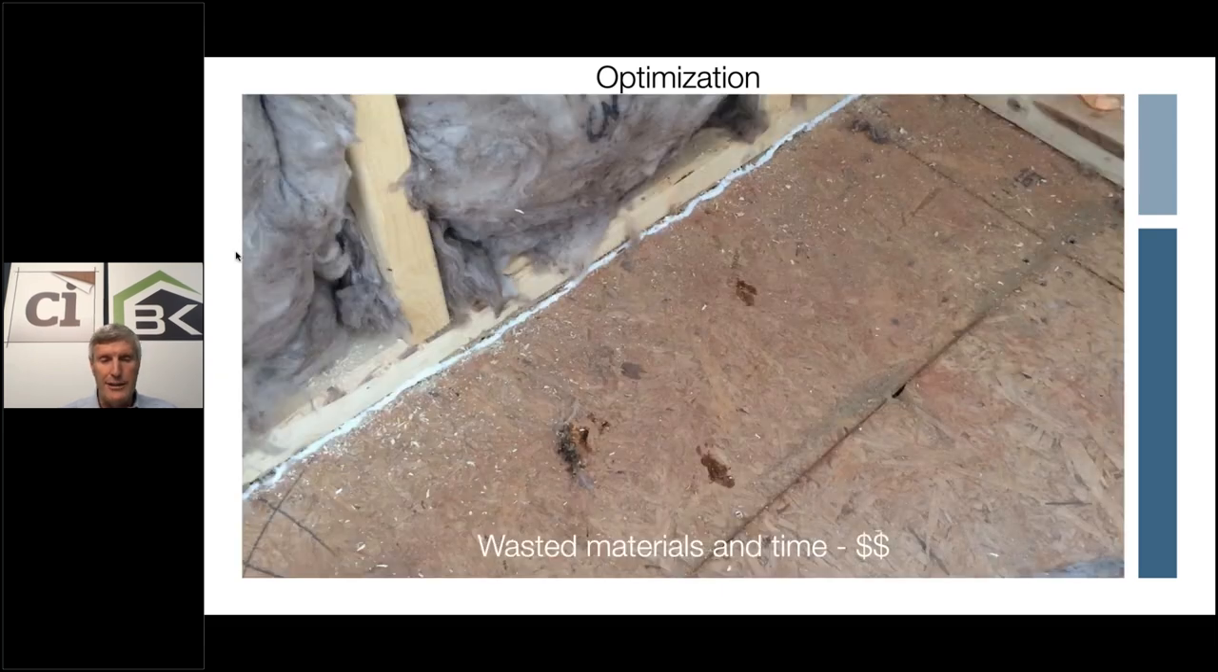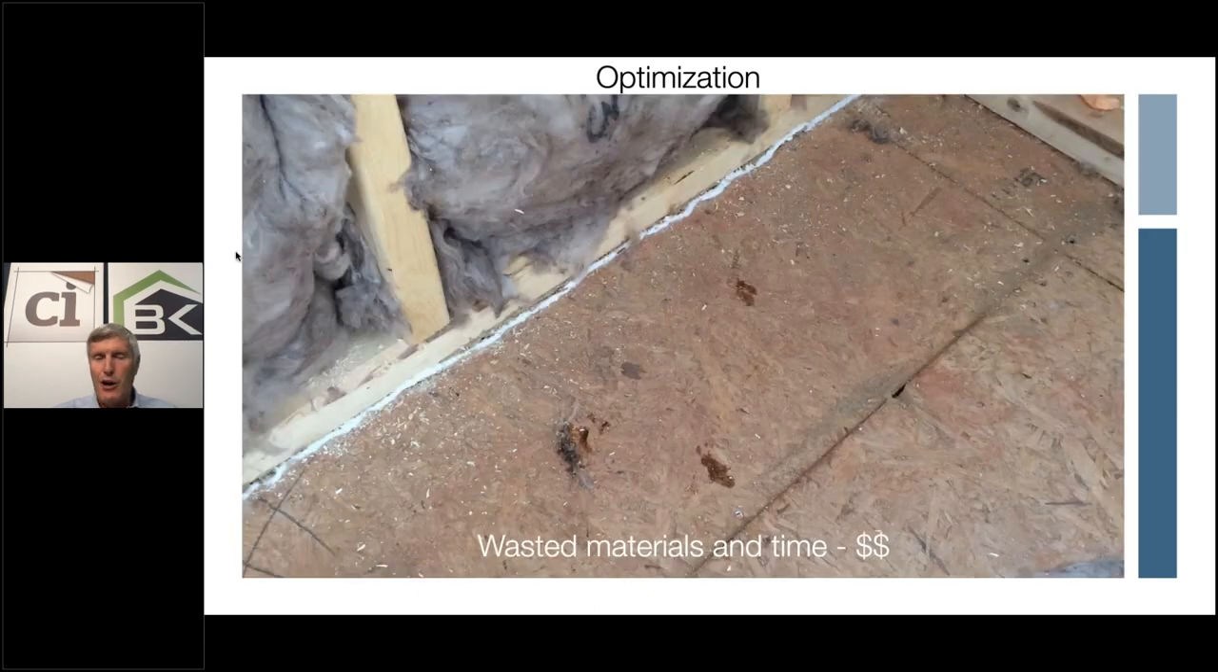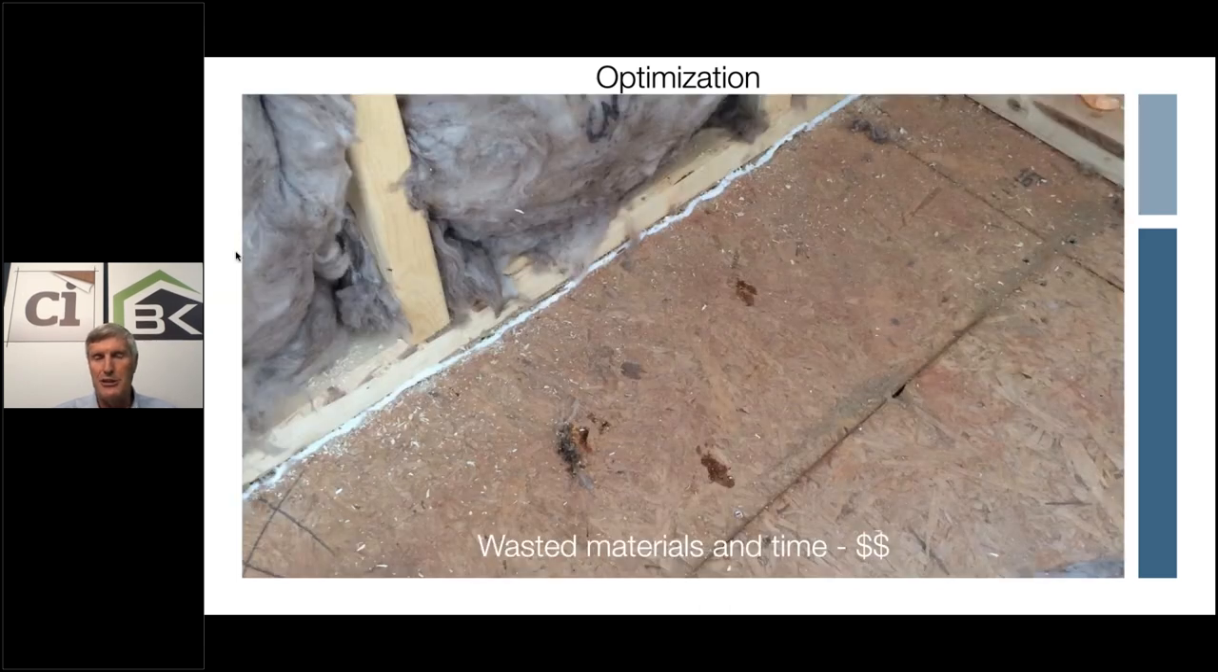This is another builder, at least using the right material. It's a caulking, but not in the right location. Oh, interesting enough, why do they use foam? Because foam comes with a 4-foot nozzle. Caulking doesn't come with a 4-foot nozzle. So they like to use the foam because it's easy to apply. It doesn't mean it works. It doesn't mean it's the right material.